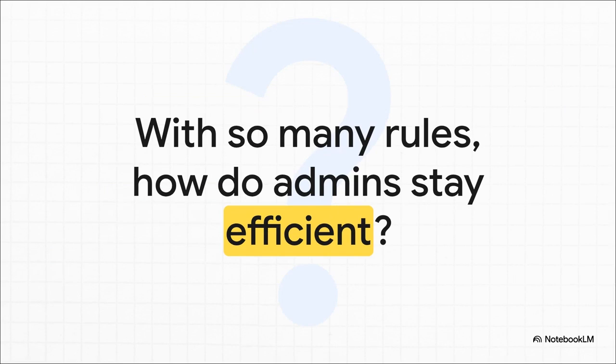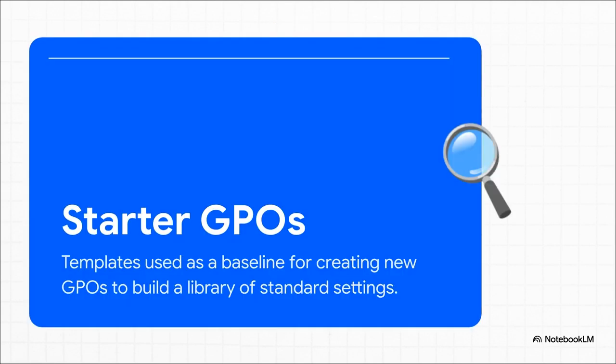So this is all awesome for getting total control, but imagine having to create these super complex rule books from scratch every single time. That would be a massive waste of time, right? So how do admins stay efficient and consistent when they're managing dozens, maybe even hundreds of these GPOs? The answer? It's called starter GPOs. And these things are an admin's best friend. Seriously, they're basically templates. So instead of starting with a blank page every single time, you can start with a pre-configured template that already has all your baseline, standard, everyday settings ready to go.